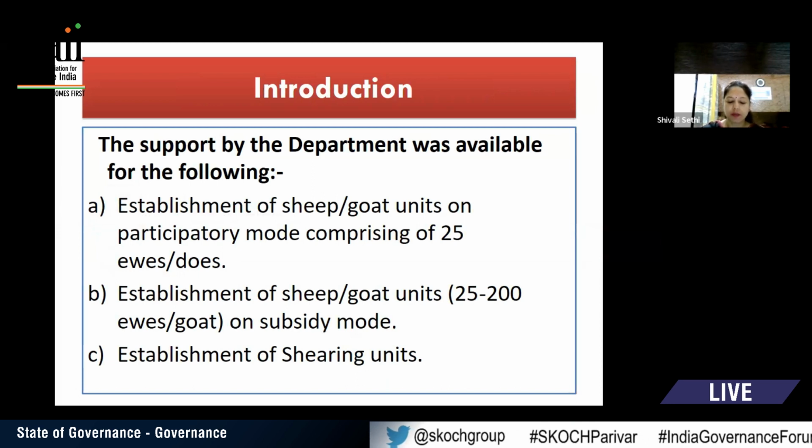The scheme is divided basically into three components or categories. First is the establishment of sheep and goat units on participatory mode, which comprises of 25 sheep or goats. The second one is the establishment of sheep and goat units on subsidy mode, and it ranges from 25 to 200 sheep and goats. And the third one is establishment of shearing units.